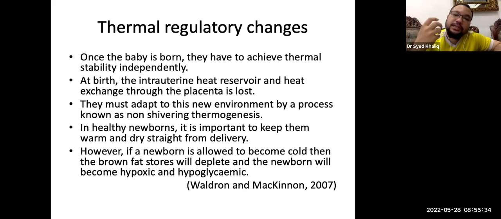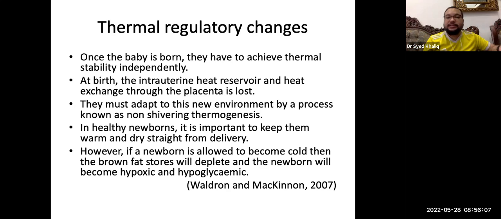Among the factors that help maintain heat in the baby is the brown fat. More brown fat helps the baby to maintain more heat. But more premature babies have less brown fat. So when they have less brown fat, they cannot maintain their temperature really well. That is why it's very important for us to help the baby to maintain their temperature.